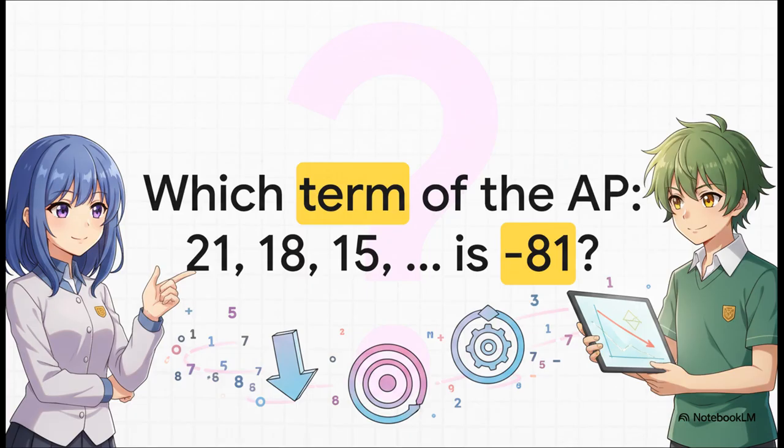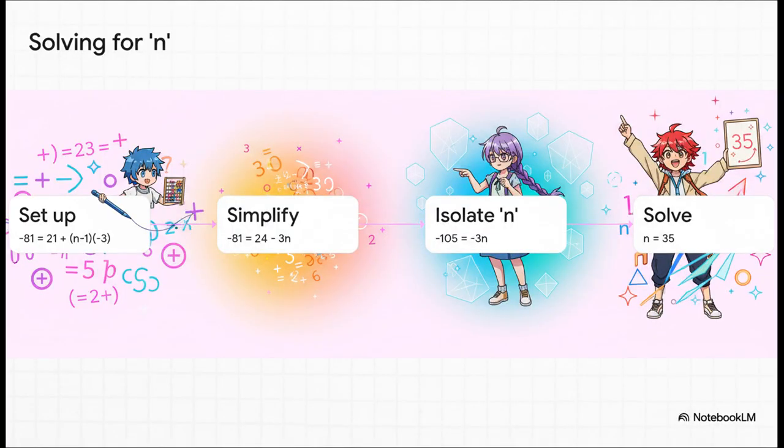We're told that the number minus 81 shows up somewhere down the line. The question is, where? What is its term number? It's n. We use the exact same formula, but this time the unknown variable is n. We know a_n is negative 81, a is 21, and our common difference d is negative 3. So we set up our equation. From here, it's just a bit of algebra.